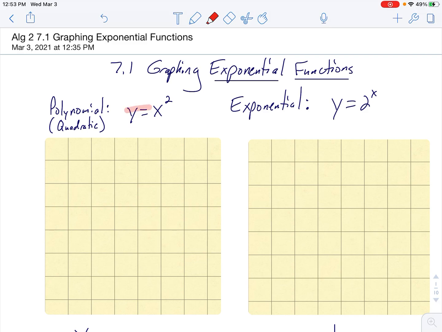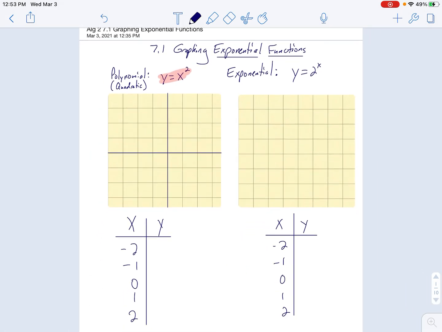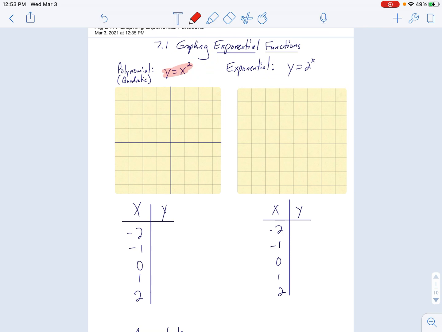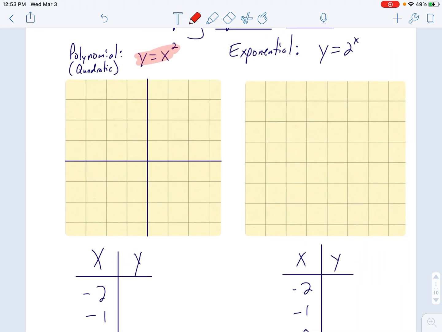Something we've already done, y equals x squared, also known as a quadratic. So I've got some graph paper here. It does not really have the xy axis, so I'm going to do that. And we're going to get real basic here. So I've got a table we're going to build. Build a table like it's carpentry or something. No, a table of values, using y equals x squared.